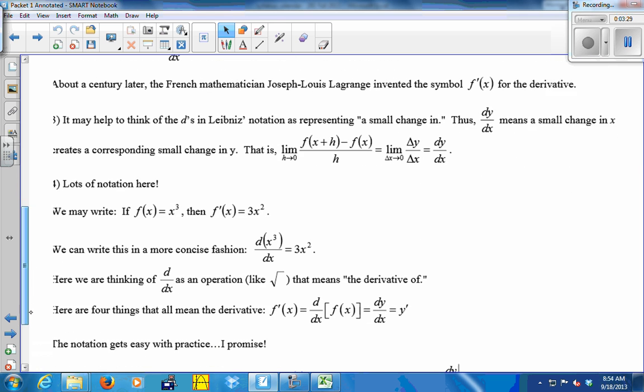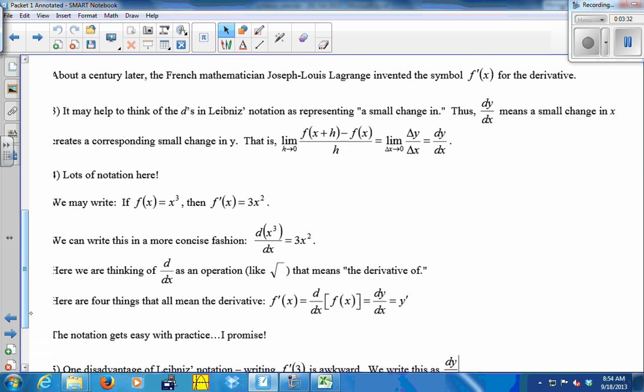It can be helpful to think of the d's in the Leibniz notation as representing a small change in, right? Like a delta, but really tiny. So dy dx means a small change in x creates a corresponding small change in y. So it's the limit as delta x goes to 0 of delta y over delta x is dy dx.